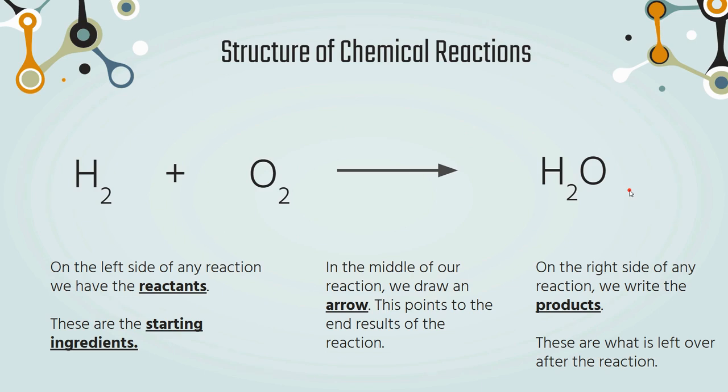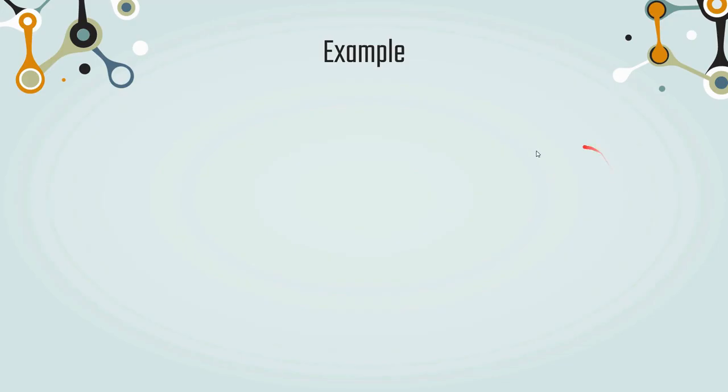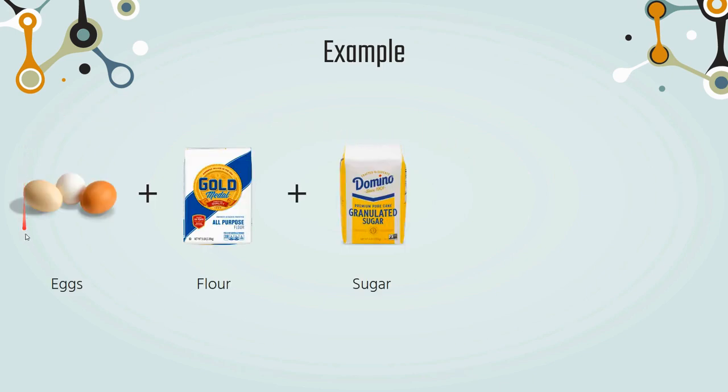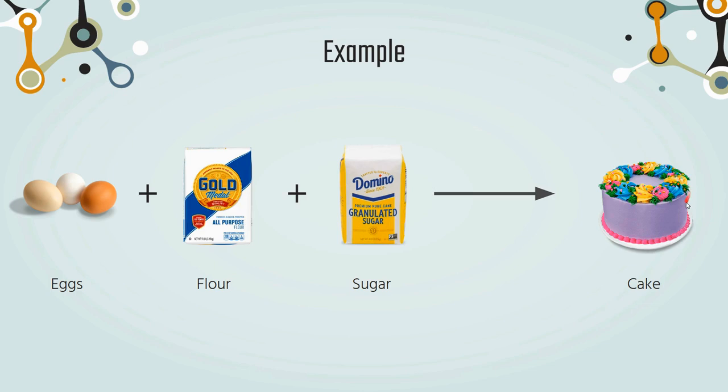We don't have to think of this just in terms of chemistry. We could think of this in terms of, say, baking. Let's say I wanted to bake a cake. My ingredients, eggs, flour, sugar, maybe a few more things, they would be on the left side of my chemical equation, connected by plus signs. I would use the arrow to say they're becoming something new, and in this case, they would become a cake.